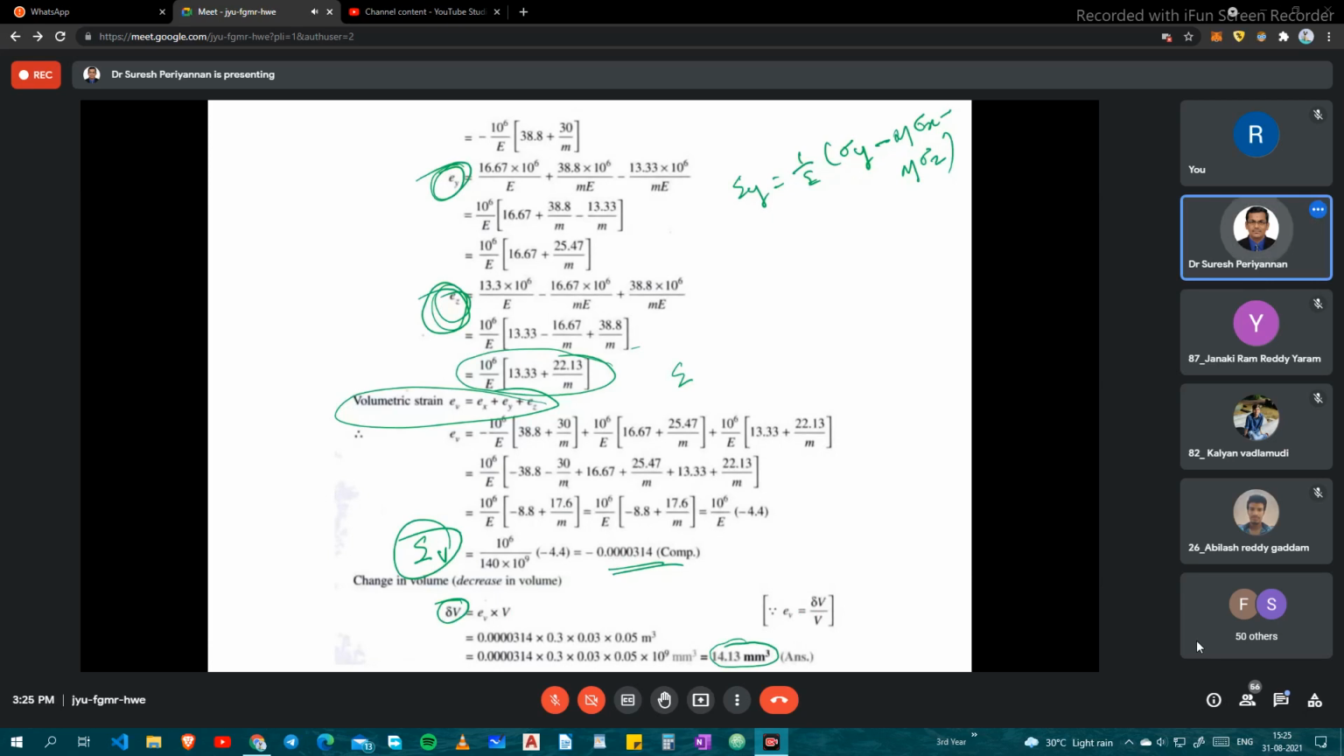So whatever we are designing, we should consider, if the component is subjected to different loads, triaxial or biaxial load, how much change in volume is going to happen. Based on that we have to decide the various loads on the component.